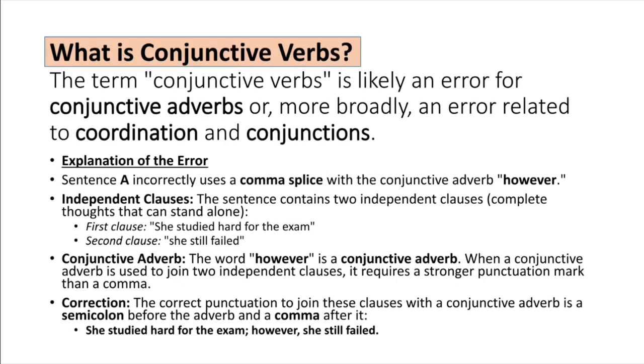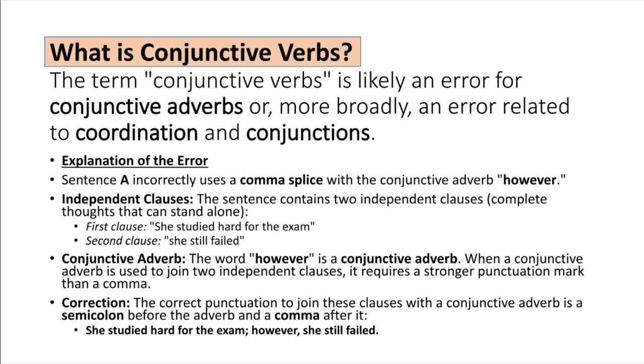So, what are conjunctive verbs? The term "conjunctive verbs" is likely an error for conjunctive adverbs, or more broadly an error related to coordination and conjunctions. Coming to the explanation of the error, sentence A incorrectly uses a comma splice with the conjunctive adverb "however." The sentence contains two independent clauses, complete thoughts that can stand alone. First clause, she studied hard for the exam. Second clause, she still failed.